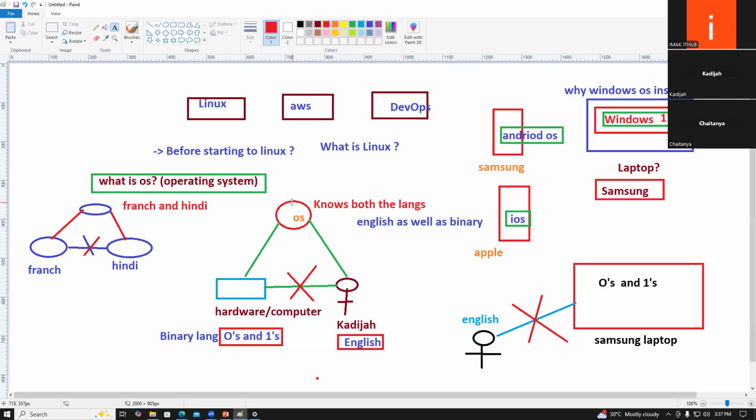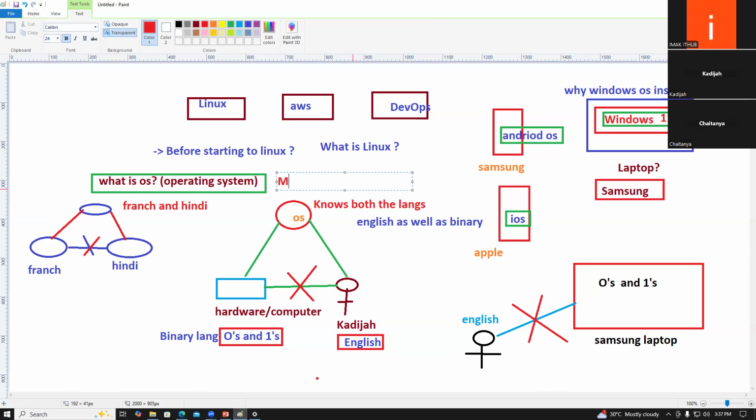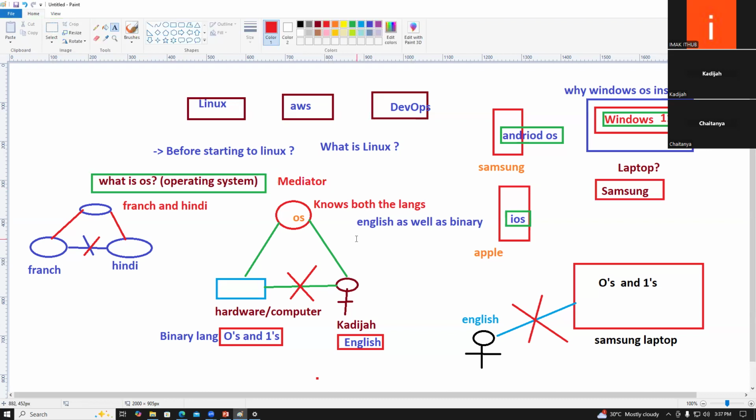Now you understood. So what is an OS? OS is a mediator. Yes, very good. So OS is a mediator between user and the computer. Now you understood?